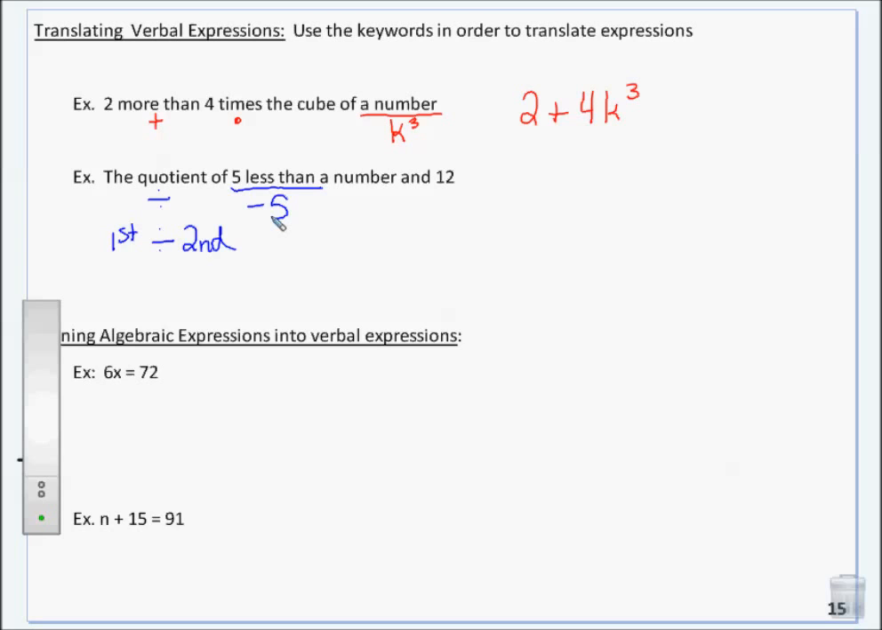A number, what letter would you like to use this time? Q. Q, all right. And 12. So this is going to be this expression here, 5 less than a number, divided by 12, because 12 came second. So for 5 less than a number, we wouldn't say negative 5 and then nothing there in Q, because we're subtracting, so it's Q minus 5. And that's divided by 12. And in algebra, we stop using this symbol for division, and you guys should pretty much all be familiar with this fraction bar as division. So, just a refresher.